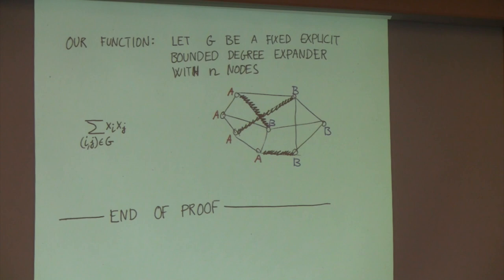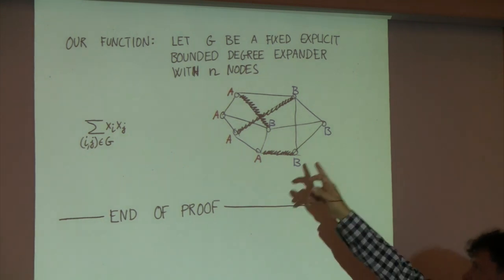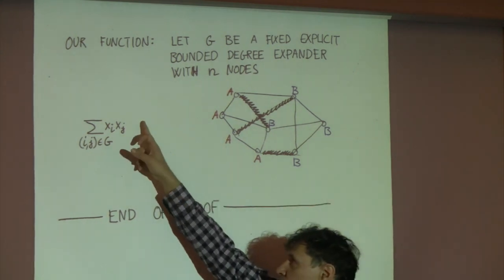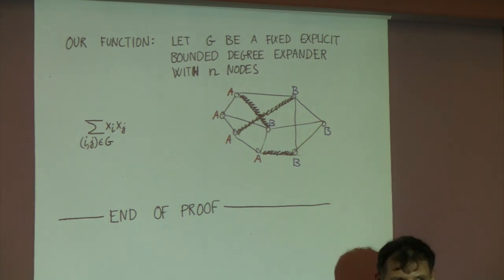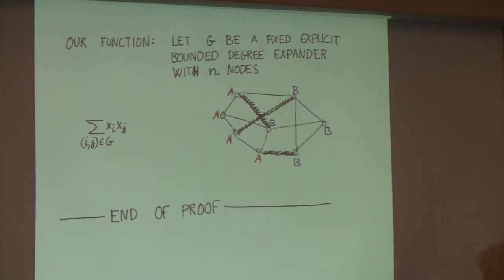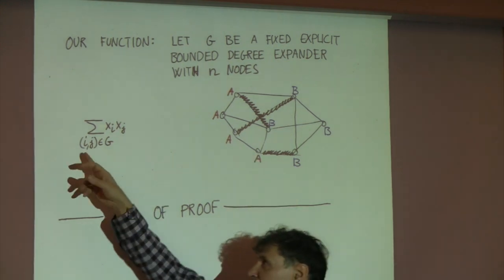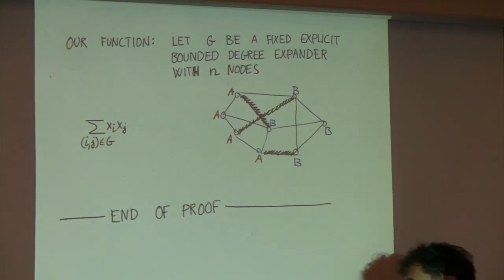So this is the last slide for the proof, so this is the function. Take an expander graph, and your function is this, mod 2, where the xi, xj are bits. So take a fixed expander graph, like one that could come from the zigzag construction of Avi or Wigderson, or whichever fixed explicit expander graph which has an easy, simple description, and just define your function as this formula.